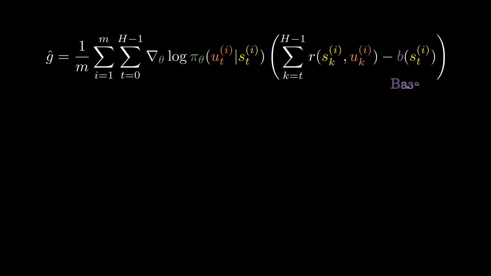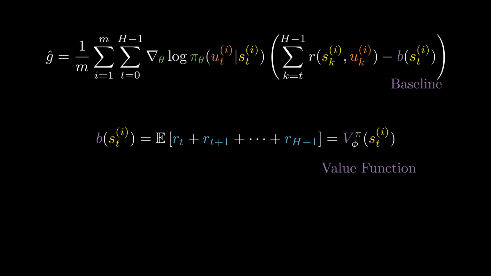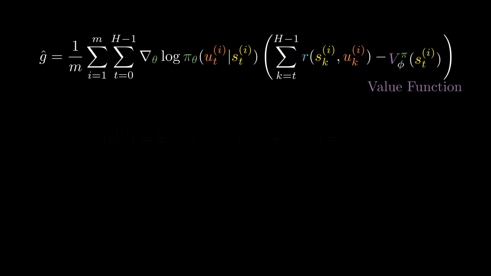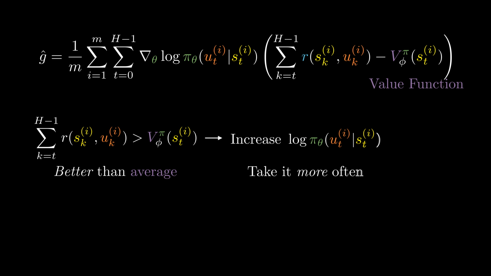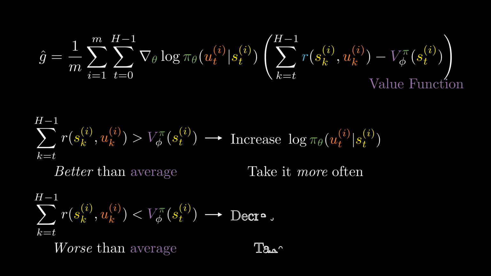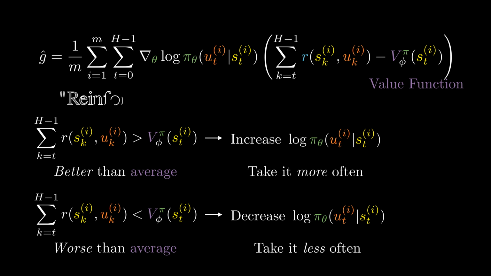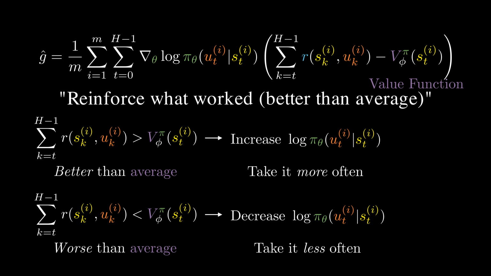We introduce a baseline. This baseline estimates the expected total reward from the current state onward under the existing policy. We call this baseline a value function. If the observed reward for an action is higher than the expected cumulative reward, the baseline, we boost the log probability of that action. Conversely, if it's lower, we decrease it. This way, each action is adjusted only relative to its performance compared to the average performance, making learning more efficient.